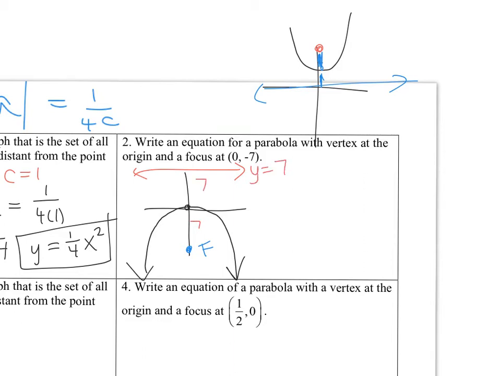So to write my parabola, I know A is going to be negative because it opens down. A equals 1 over 4 times C, where C is the distance between the focus and the vertex. So this is 7. So A is 1 over 28. However, I know that this is opening down, so it's negative, and my equation is going to be y equals negative 1 over 28 x squared.